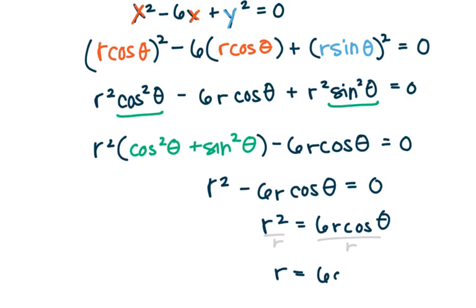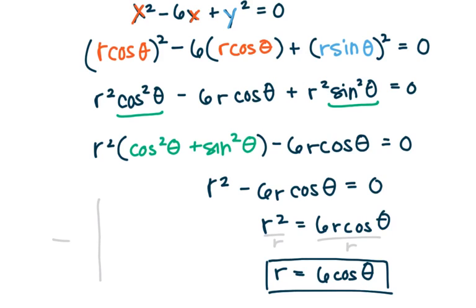We get r equals 6 cosine theta. And that's the equation in polar coordinates. So a way to think about this is a radius is equal to 6, and then cosine theta is just moving it over on the x-axis. So if you graph this in polar mode on your calculator, you're going to get a nice circle that looks like this, centered at 3, 0.